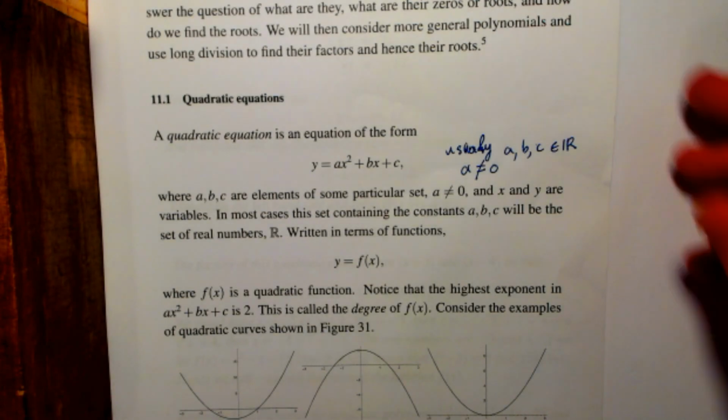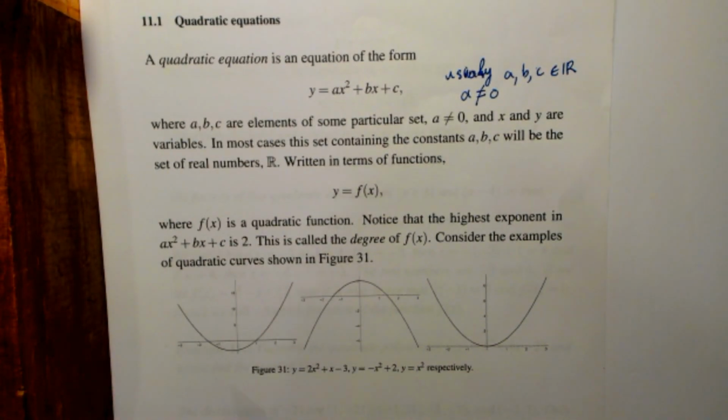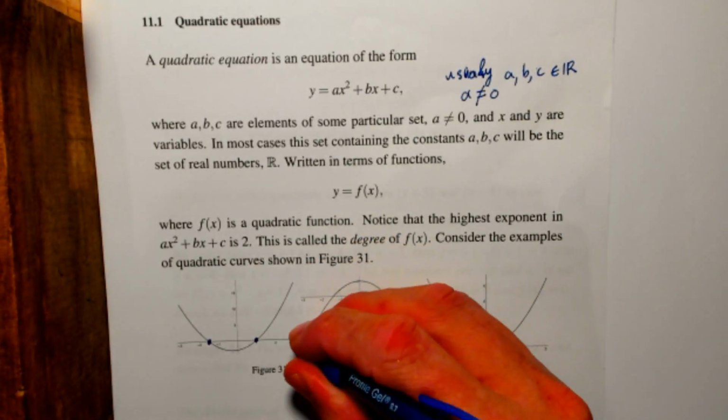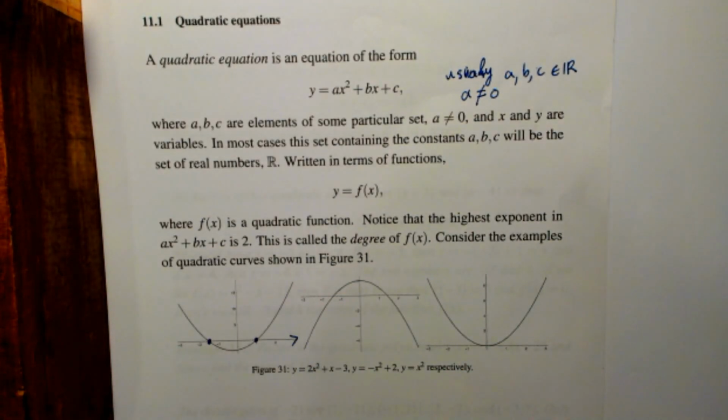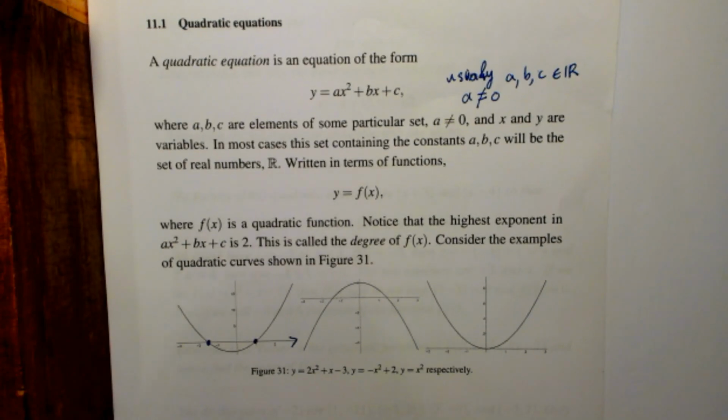So let's have a look at some graphs of quadratics. On the left we have y equals 2x squared plus x minus 3, and you'll notice it has 2 points of intersection with the x-axis. One at, I don't know, that looks like minus 1.5 and plus 1. So those correspond to roots of that quadratic, otherwise called zeros, because they make f of x equal to 0.